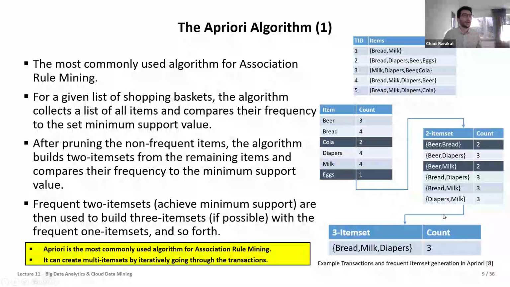As you can see from how I'm explaining this, this is a very time-consuming and a very resource-consuming process. But it is the most commonly used algorithm for association rule mining because it's such a simple algorithm. Unfortunately, as we'll see in the next slide, it doesn't scale very well.